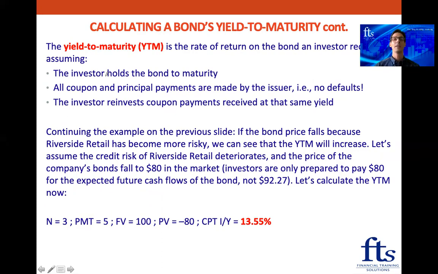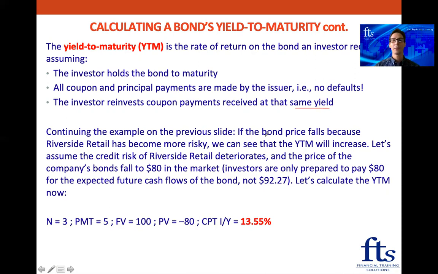Number one, the investor must actually hold the bond to maturity to get that return of the 8% that we worked out. Then all the coupon and principal payments have to actually be made by the issuer, so Riverside Retail can't default on any of the payments. And the last assumption is that the investor must reinvest the coupon payments he receives at that same yield, at that 8% that we worked out on the previous slide. So let's now continue on with our example so we can learn some very important things about bonds.